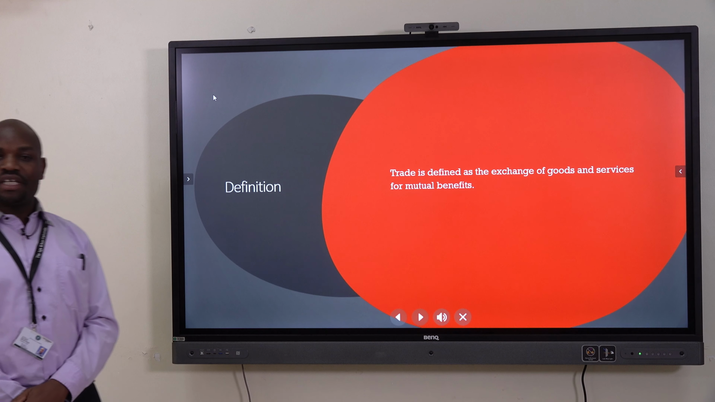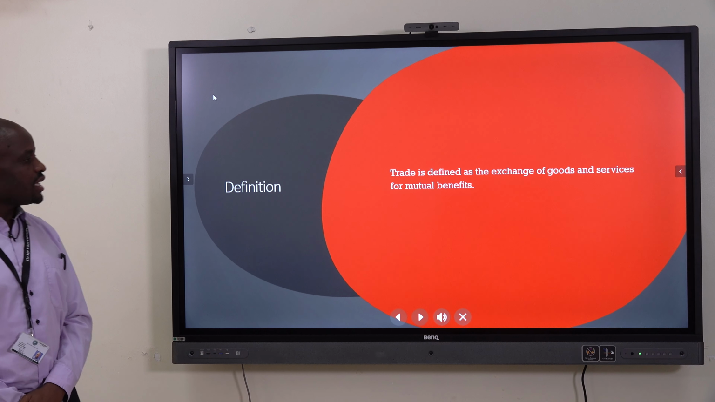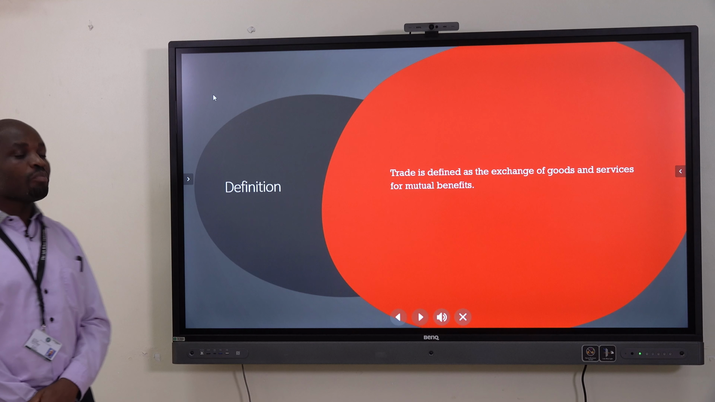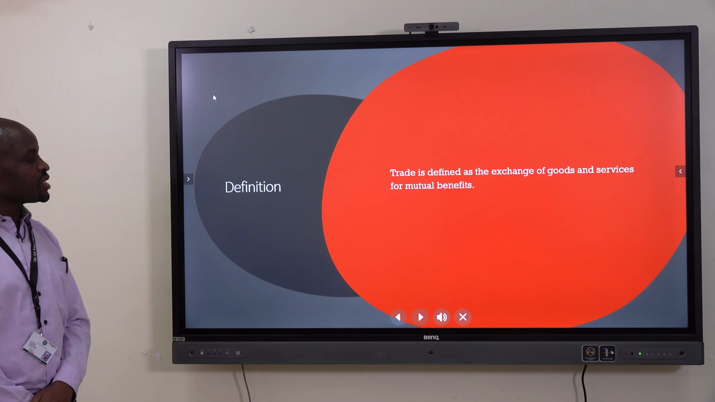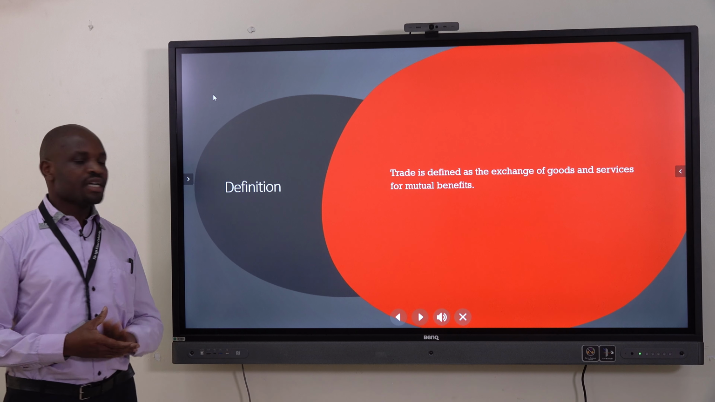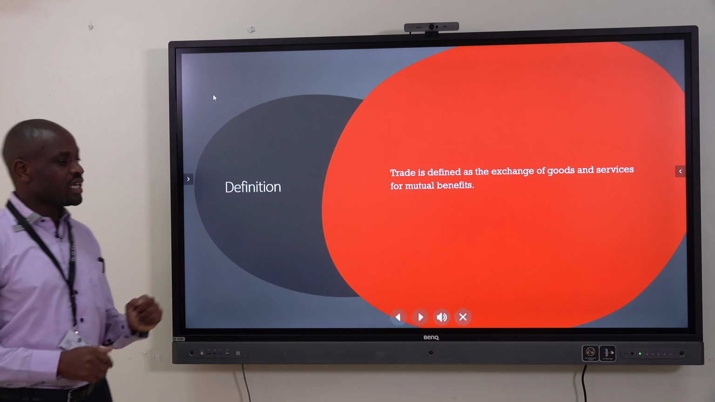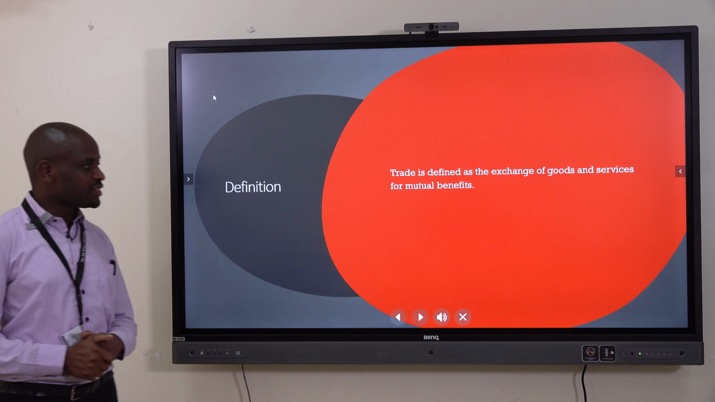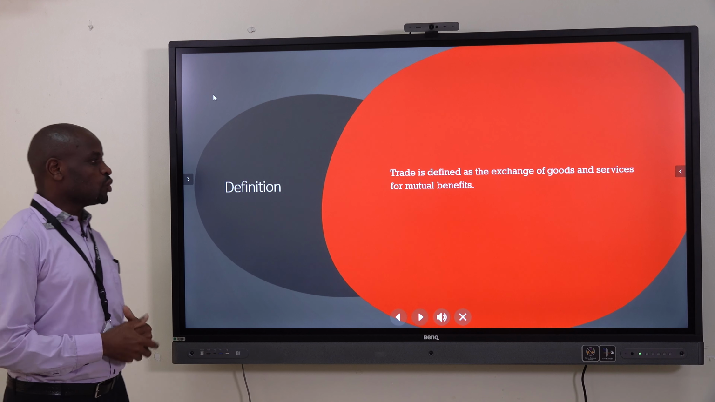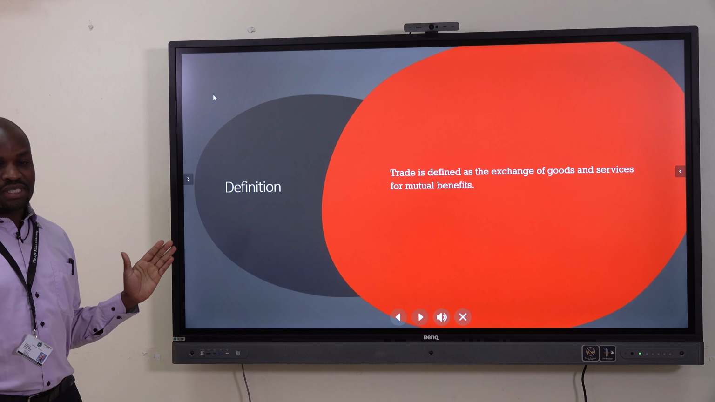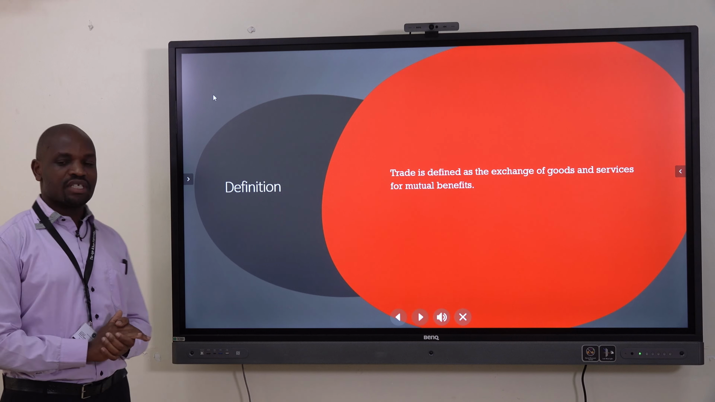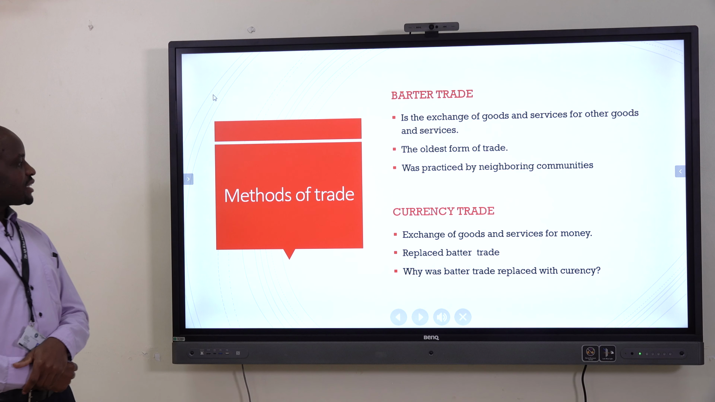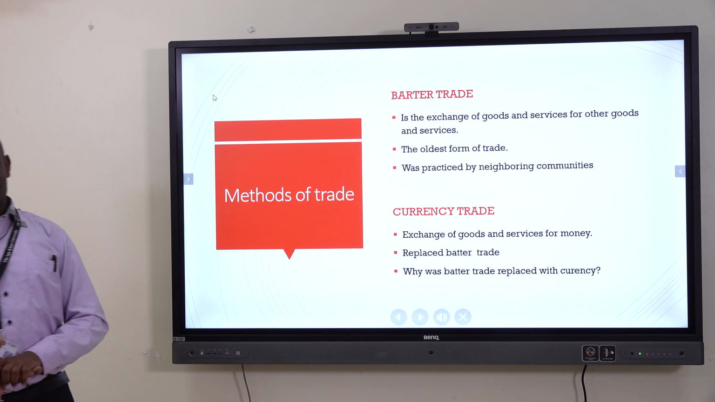This term trade is defined as the exchange of goods and services for mutual benefits. Mutual benefit simply means that the buyer benefits and the seller also benefits. You will realize that when we are defining trade in history, we don't bring in the issue of profits. So long as the buyer and the seller benefit in history, that is trade. Okay? Then next, we are going to look at the methods of trade.